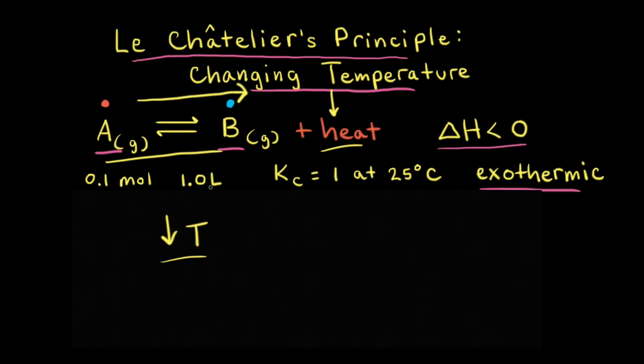If we approach this problem by thinking about the reaction quotient Q, for an exothermic reaction, a decrease in temperature in general causes an increase in the equilibrium constant. And if the equilibrium constant increases, then Q would be less than K. And when Q is less than K, the net reaction goes to the right. The net reaction would continue to go to the right until Q is equal to K and equilibrium has been reestablished.